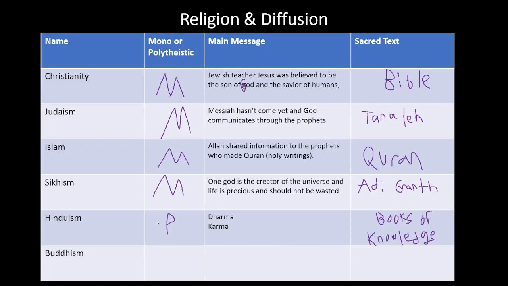Books of knowledge. That is the sacred text. What about Buddhism? Buddhism is kind of neither. Some Buddhists do believe in a god, some don't though. So that's just something to note.